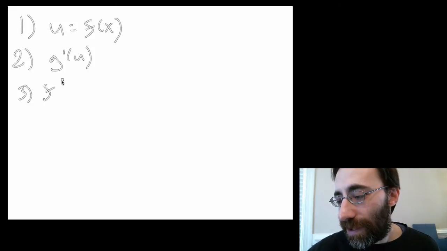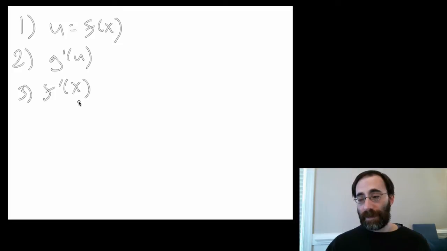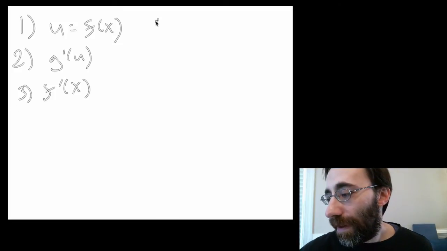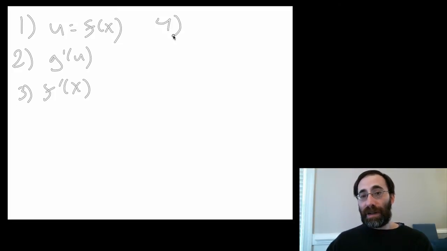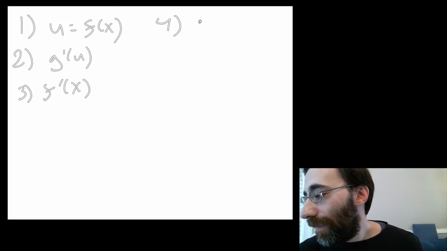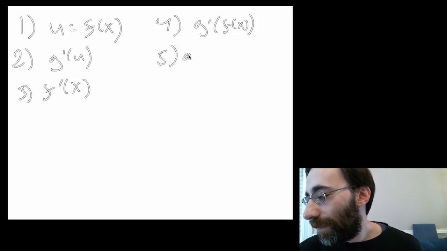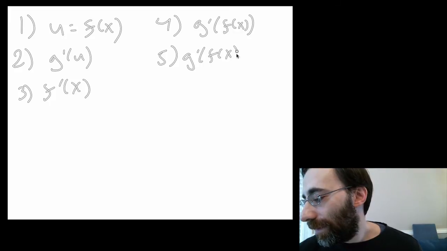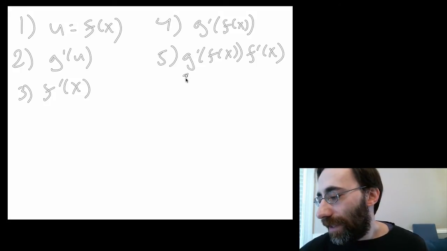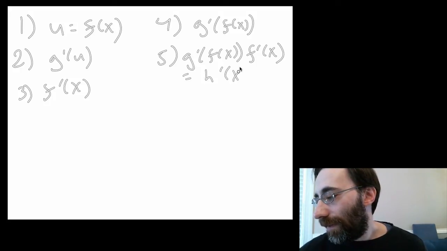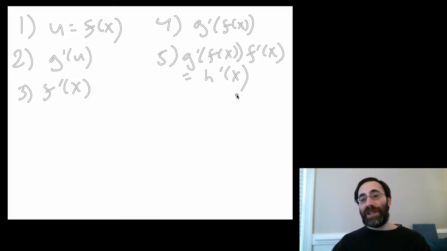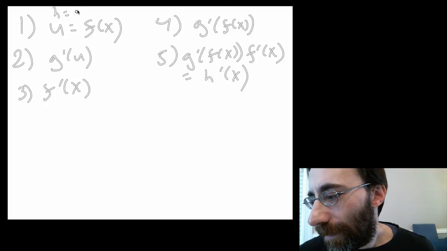Step 3 is differentiate f of x. Step 4 is plug back in f of x into g prime of u to get this. Step 5 is to multiply g prime of f of x times f prime of x. That thing is going to be h prime of x, assuming h is g of f of x. That's it. I'm going to write it up here just to make sure it's clear.